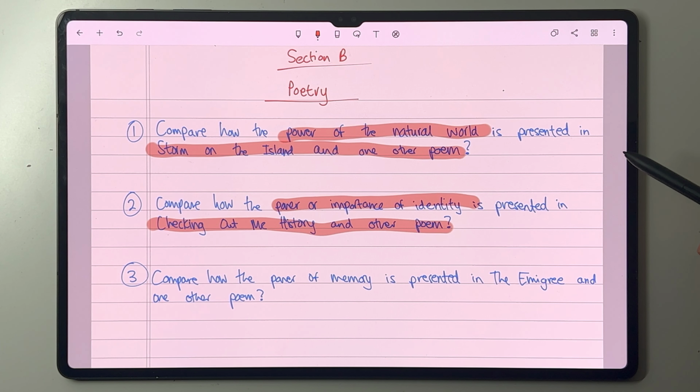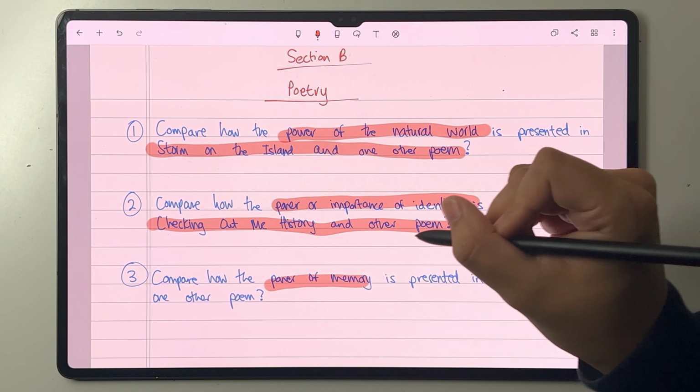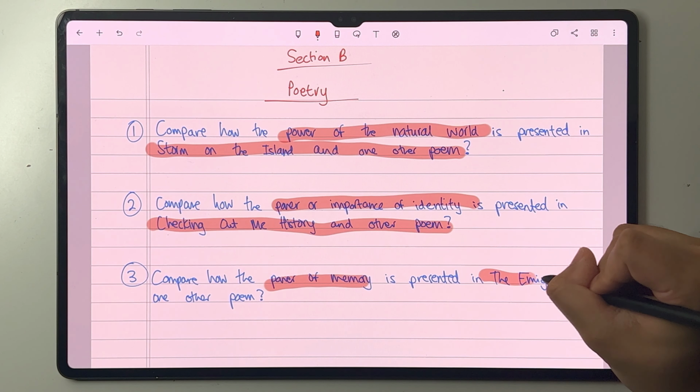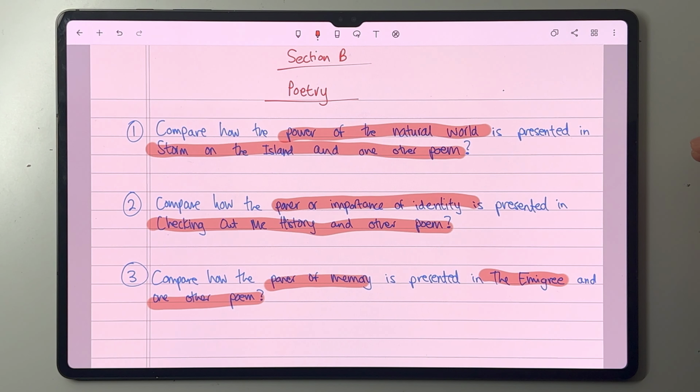Now, the final and last predicted question for our power and conflict poetry is, compare how the power of memory is presented in The Emigre and one other poem. So this is our final and last prediction for English Literature Paper 2.